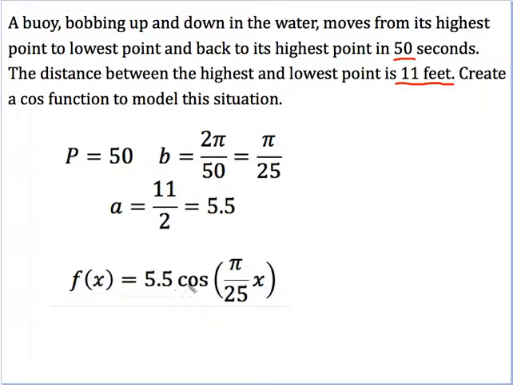Why are we using cosine instead of sine? Well, let's look at this. It moves from the highest point to the lowest point and back to the highest point again. So we're starting at the highest point, okay? Because we're starting at the highest point, we're going to use cosine. That's the only reason why we chose cosine. All right, let's move on. I think that was it. Yep, we don't have to worry about our D value or C, just A and B, okay?